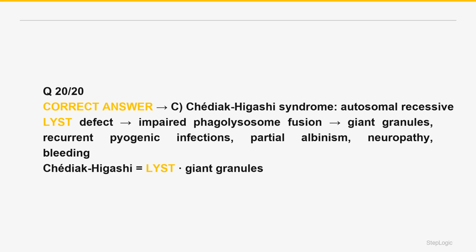The mnemonic captures it: giant granules, recurrent infections, albinism, neuropathy. Contrast: CGD, NADPH oxidase, negative DHR, nitroblue tetrazolium; and LAD, CD18, no pus, delayed cord separation. The LYST defect syndrome with giant granules and partial albinism is Chediak-Higashi.